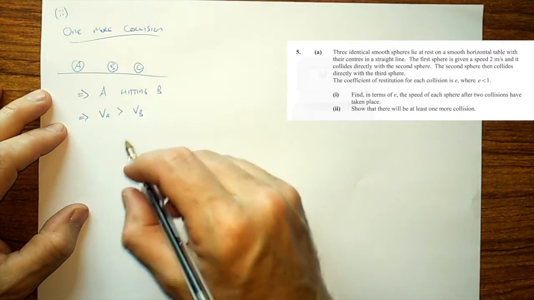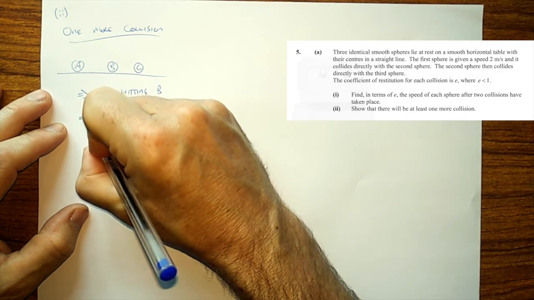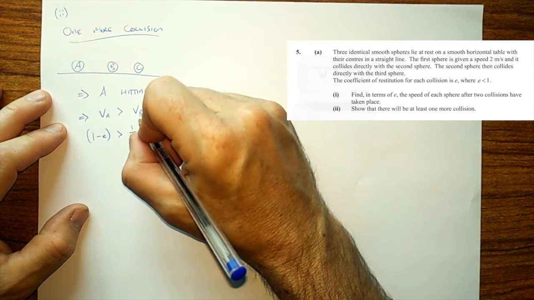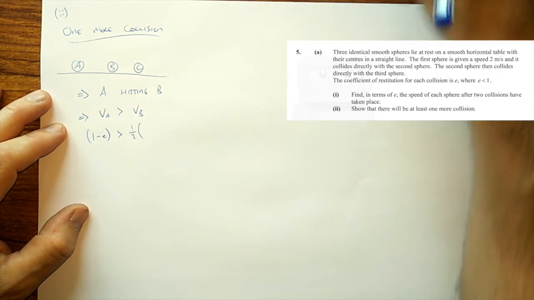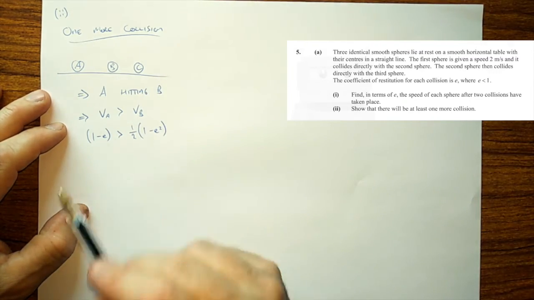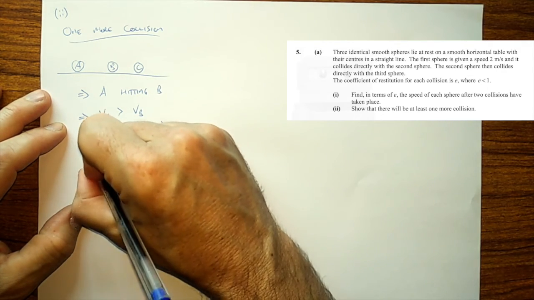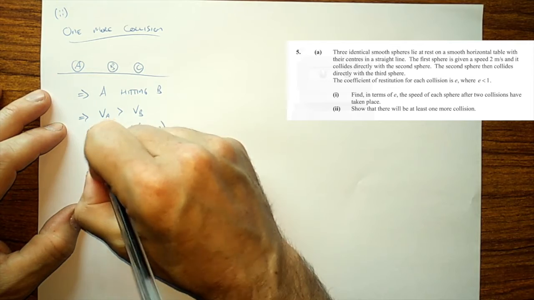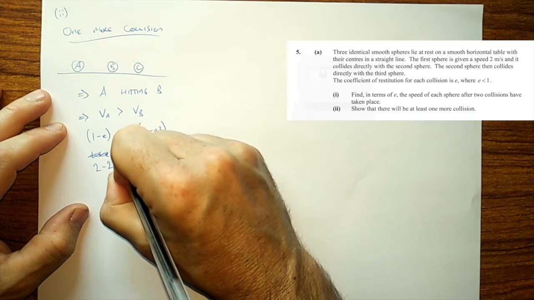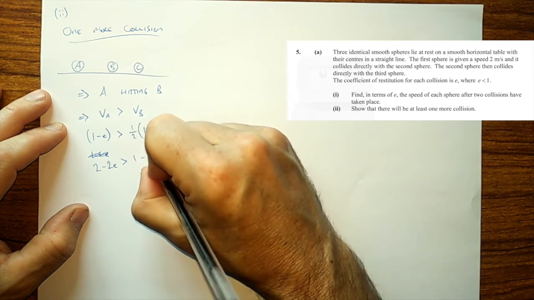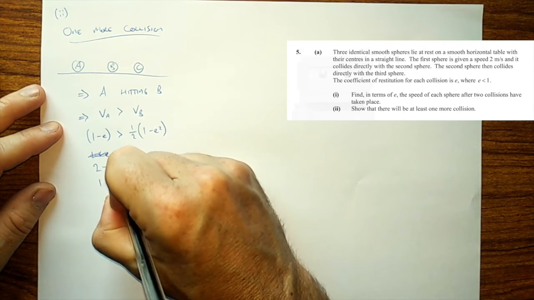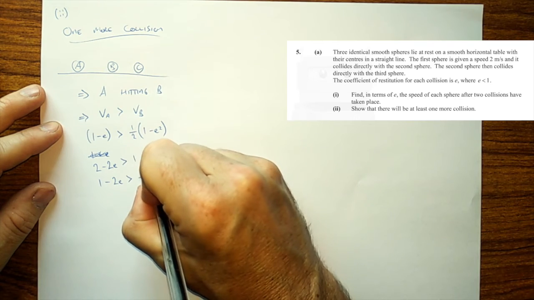Well, let's bring our values in here. Okay, so the velocity of A is 1 minus E. The velocity of B is a half 1 minus E squared. All we've got to do is prove that that has to be true. So let's start breaking things out. 1 minus e, well actually we'll double them up here. So let's say 2 minus 2e is greater than 1 minus e squared. We can now lose our 1's, so that becomes 1 minus 2e is greater than minus e squared.